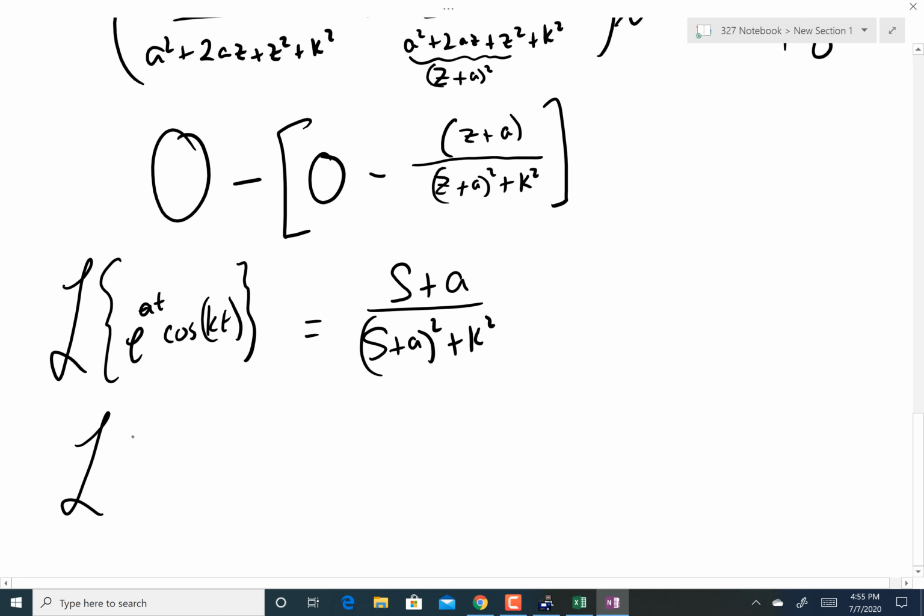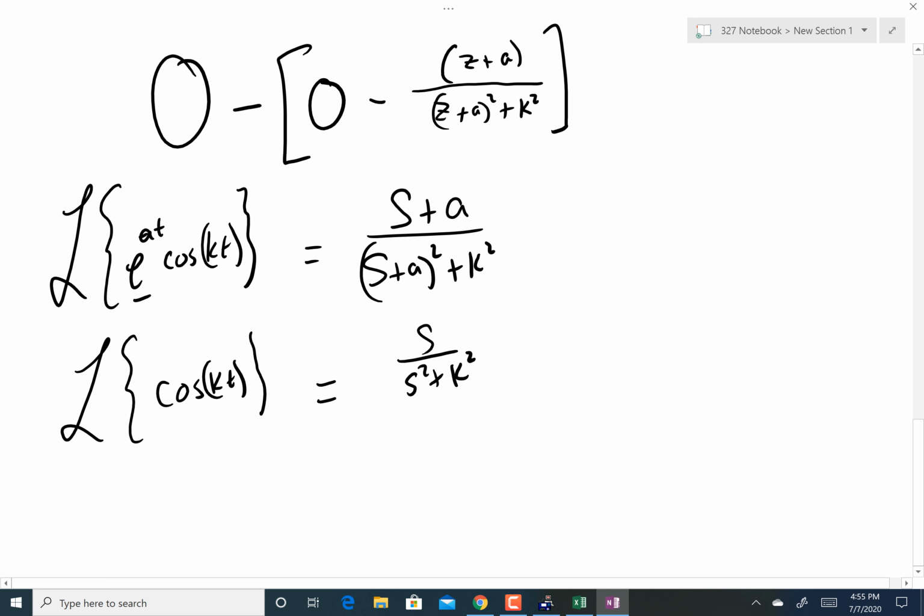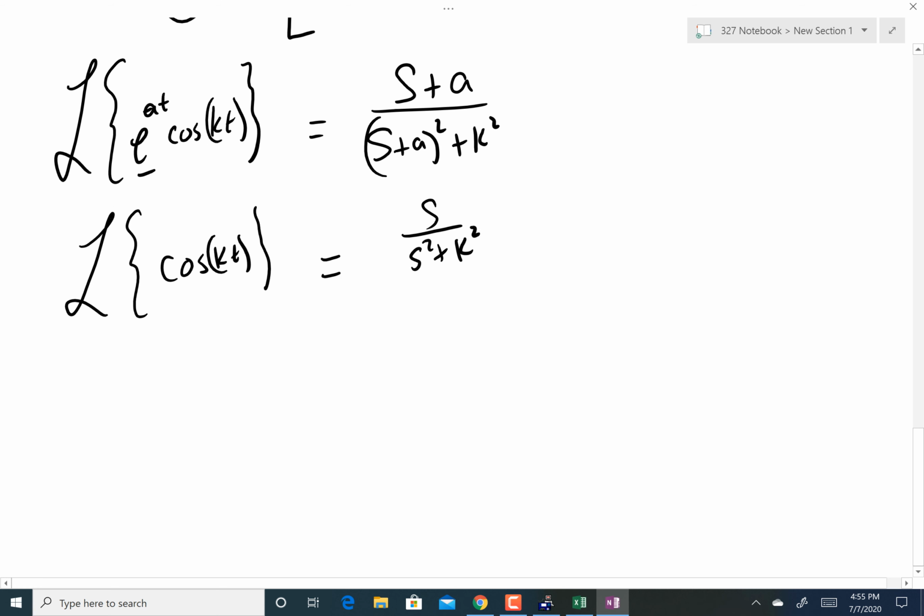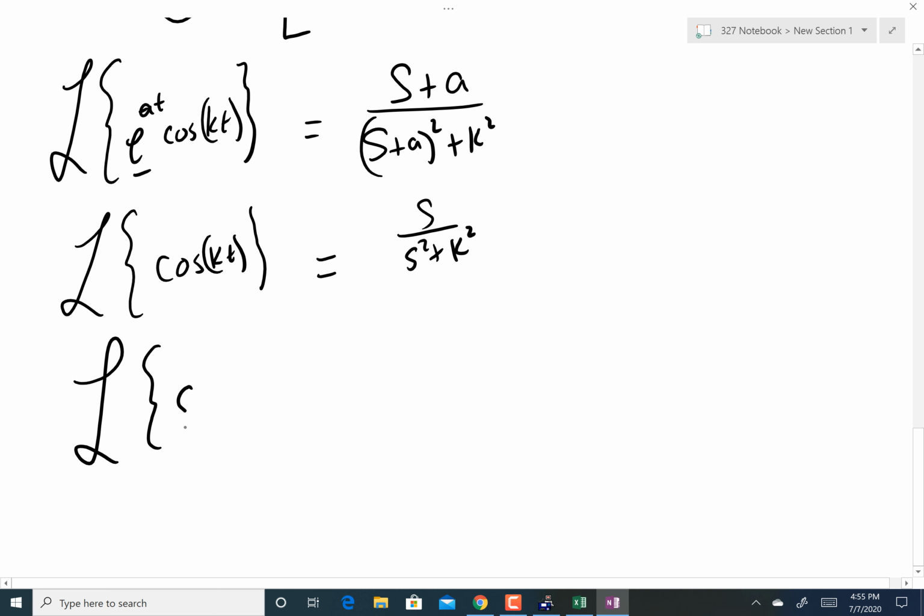This is the Laplace transform of cosine of kt. And what you'll notice is the only difference is wherever there's an s here, instead of putting in s, you're going to put s plus a. That's the only difference. Wait, are you saying then that the Laplace transform of e to the at sine of kt should then very well be just k over (s plus a) squared plus k squared? That's literally what I'm telling you.